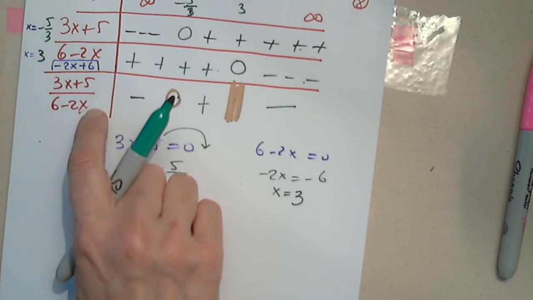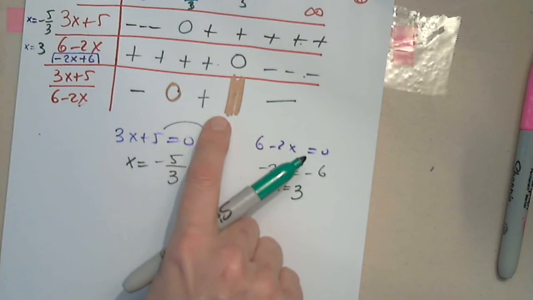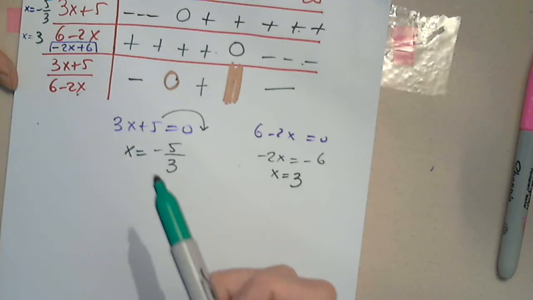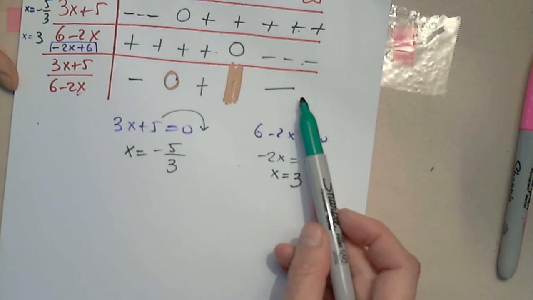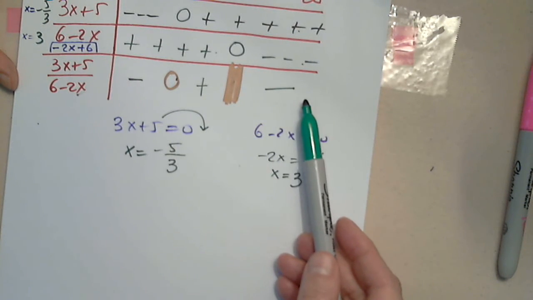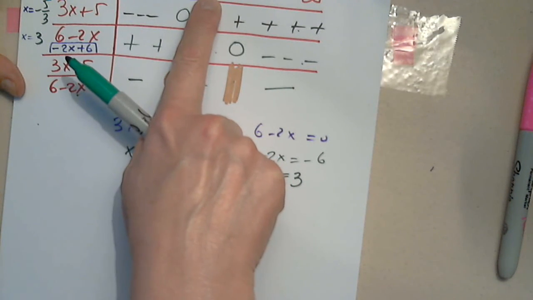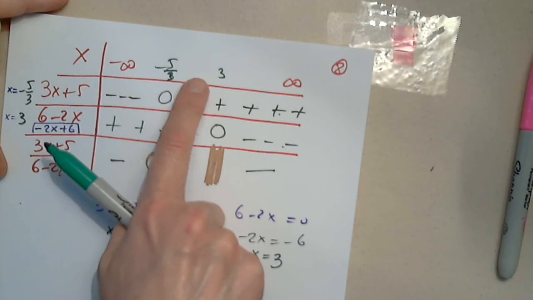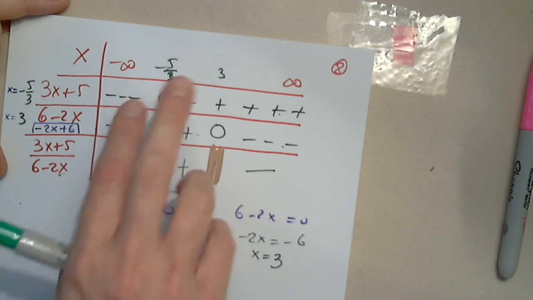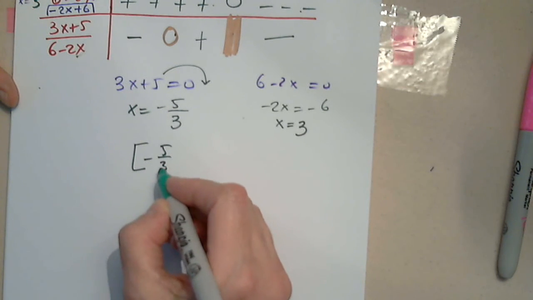So let's take a look. This is our inequality, right? Is this ratio ever positive? Do you see the positive sign anywhere? Yes. Good. For which x values? Negative 5 over 3 and 3. Yes, but it's an interval. So negative 5 over 3, comma 3.